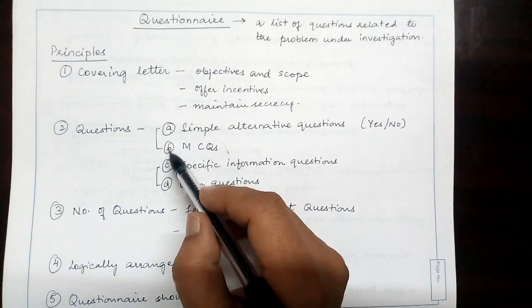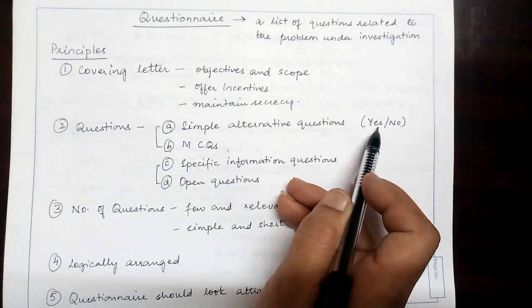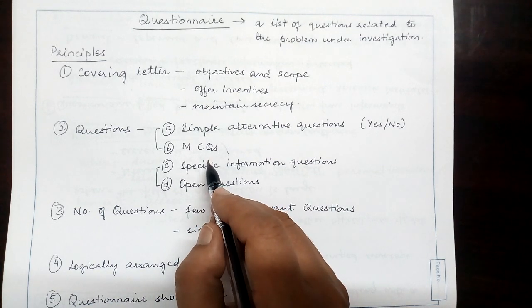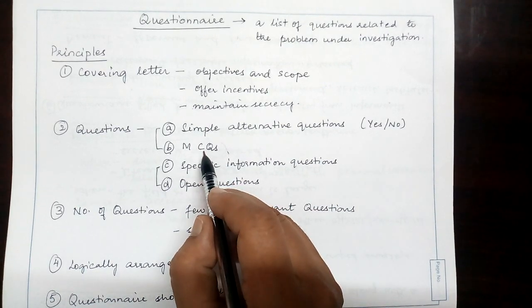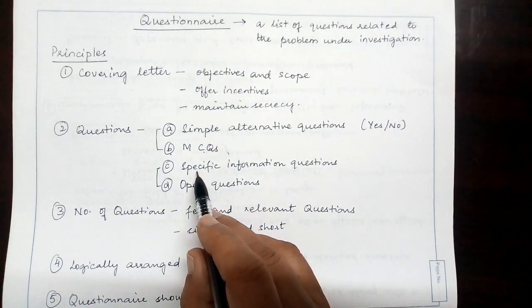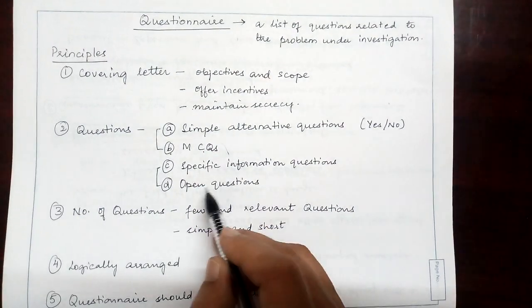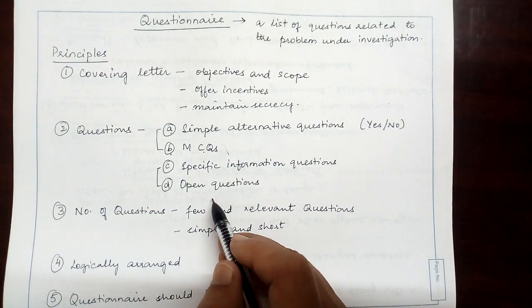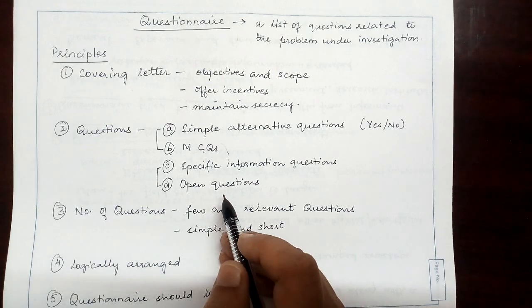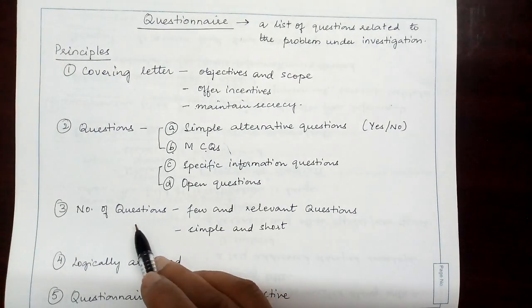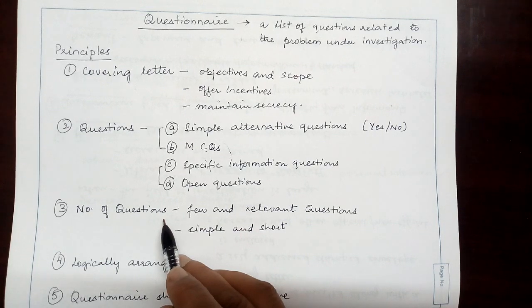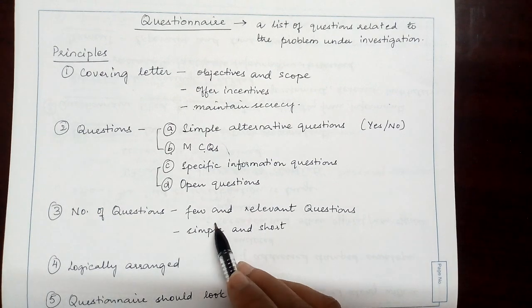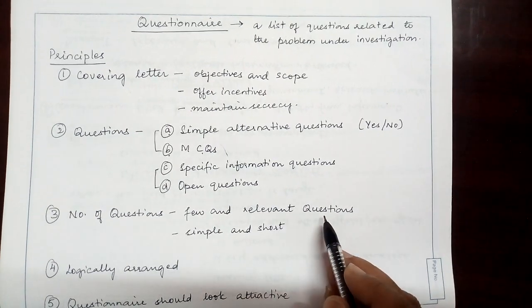The first 2 types of questions, the simple alternative yes-no questions and the multiple choice questions, are called closed-ended or structured questions. Whereas those questions which need specific information or open questions are called unstructured or open-ended questions. Then, what is the number of questions that should be asked in a questionnaire? The number of questions should be few and relevant questions.